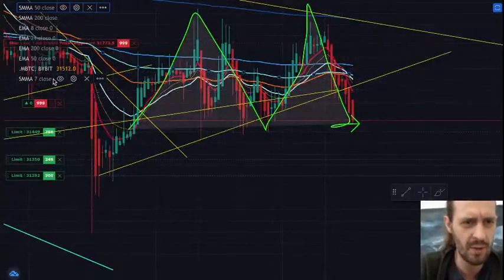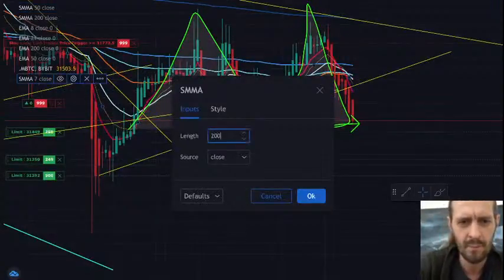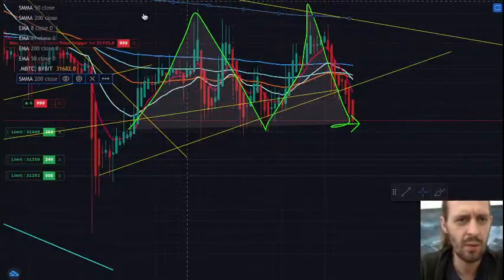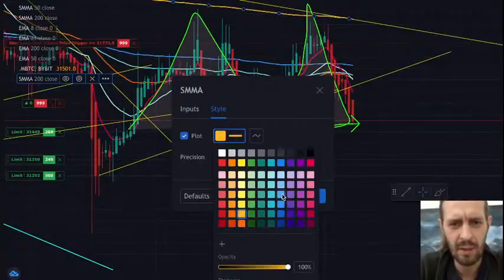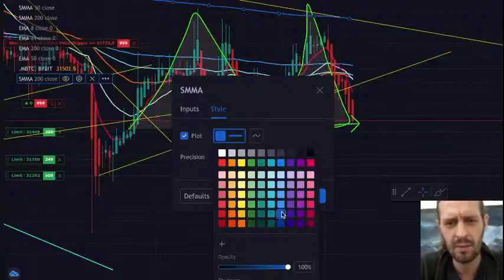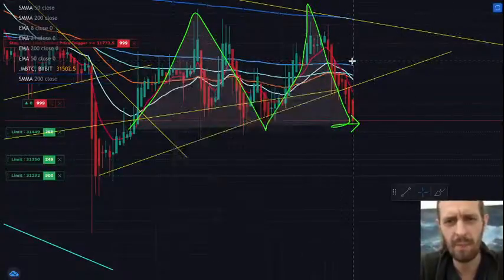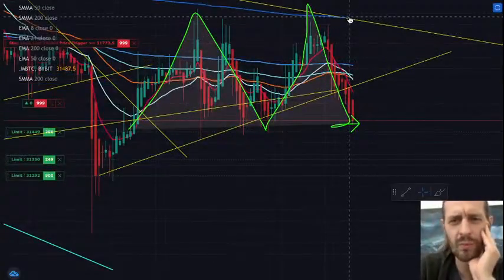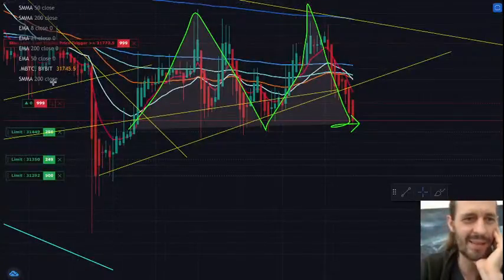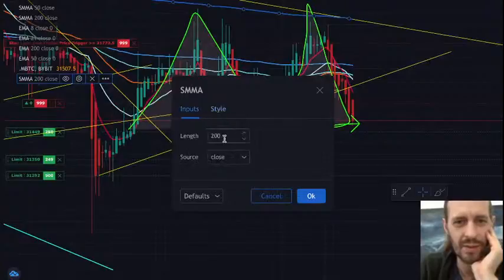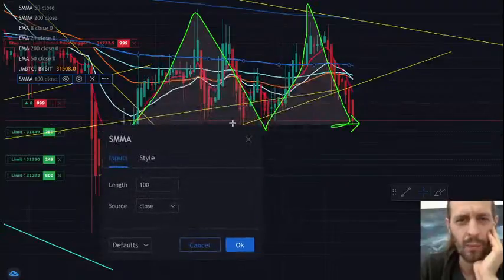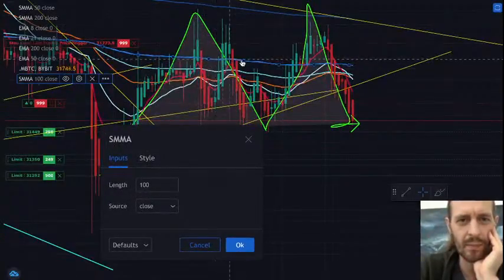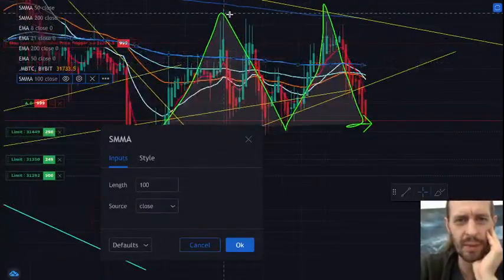So the smooth moving average, let me change it to 200. And the color, let's make it thick, very thick, and give it this blue color. Alright, okay. Oh, it's way up above. Okay, let's play around with it a little bit. Let's make it 100. What I want to see is the moving average which is being respected by these wicks.